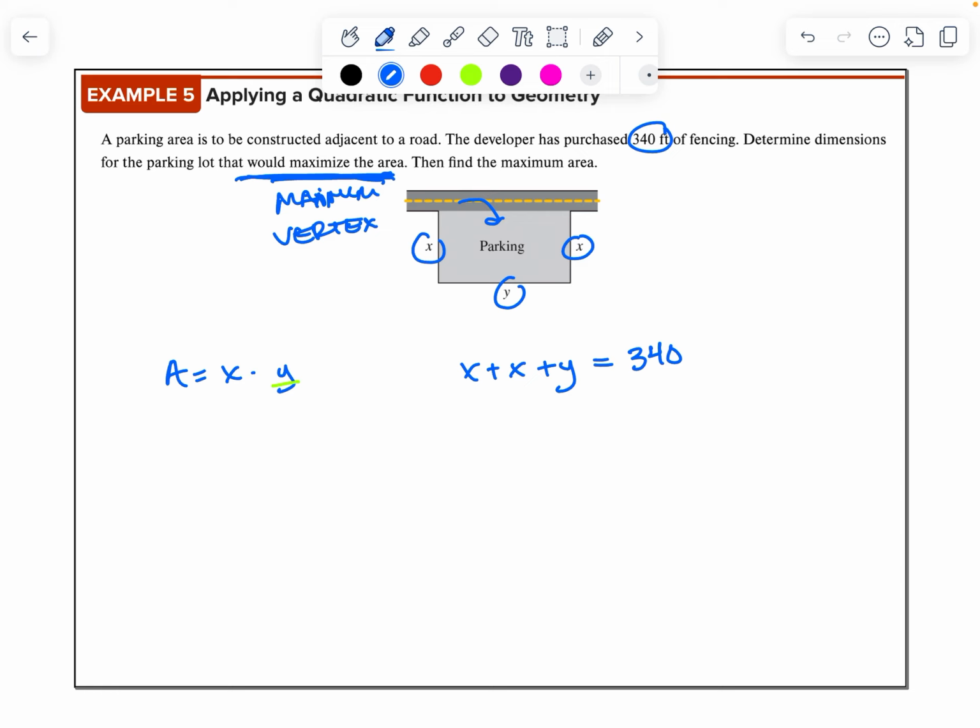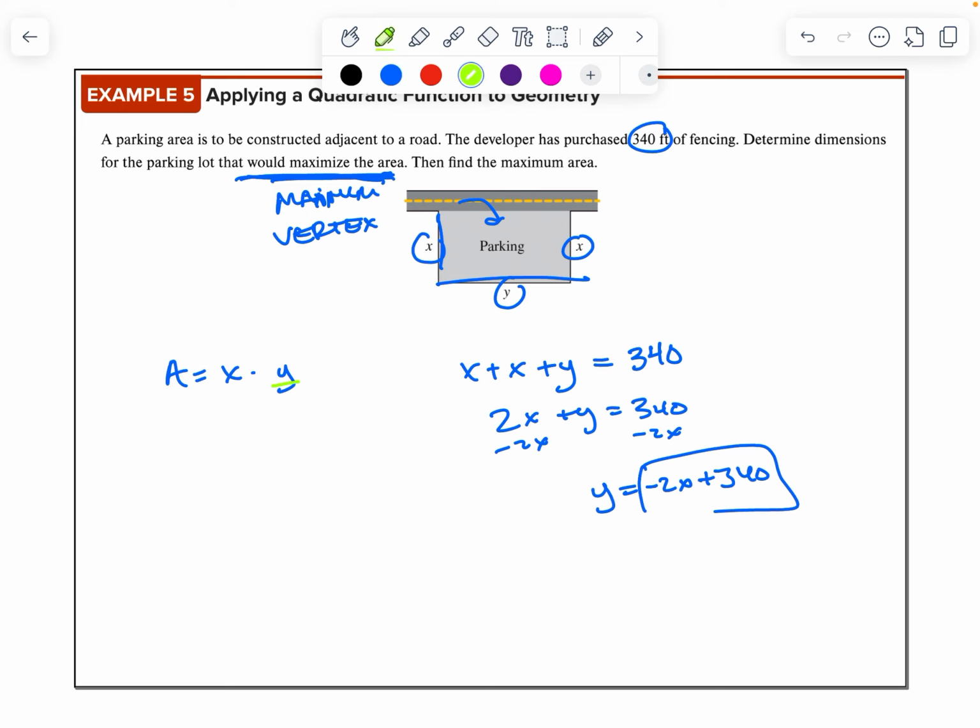And for us to be able to solve this, we're sort of solving this as a system of equations with substitution. If we knew what y was, then we could sub it in to our equation. So here, I know that 2x plus y equals 340. And if I subtract the 2x from both sides, then y equals negative 2x plus 340. That is what y is equal to, and that's what I'm going to sub in for y over here. So our area is x times negative 2x plus 340. And if I distribute, I get our area is negative 2x squared plus 340x.